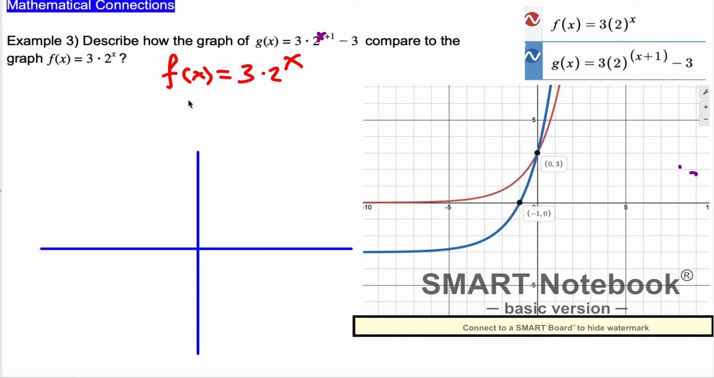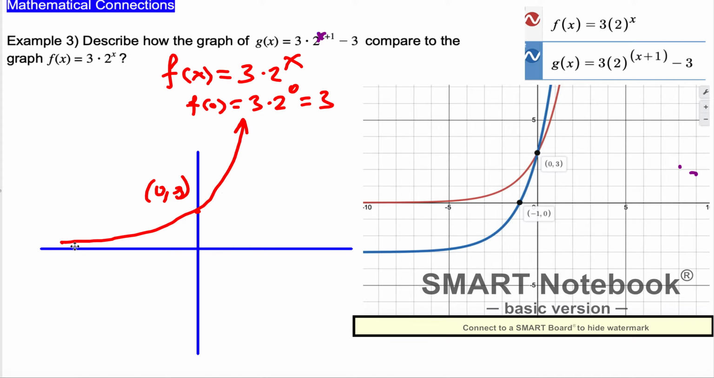So if I'm taking, for example, f of 0, I want to know what the y-intercept is. It's going to be 3 times 2 to the exponent 0. 2 to the 0 is 1, times 3 is 3. So here it is going to be 3, so this is the point (0, 3). So the graph of the function approximately is going to be this way.